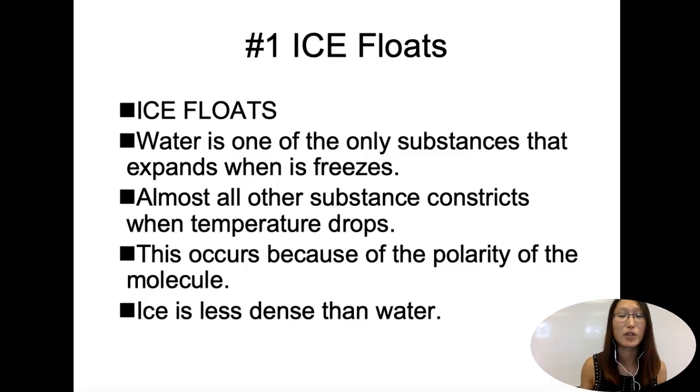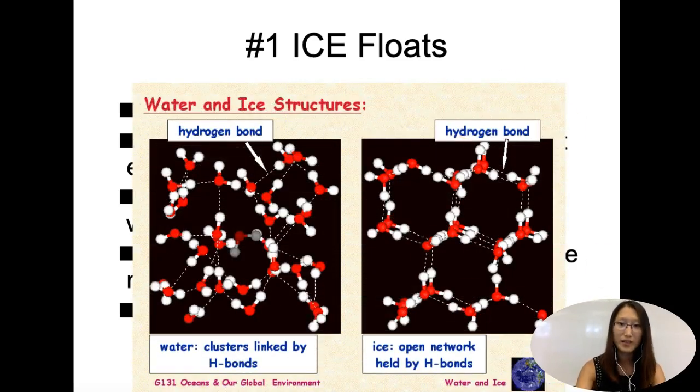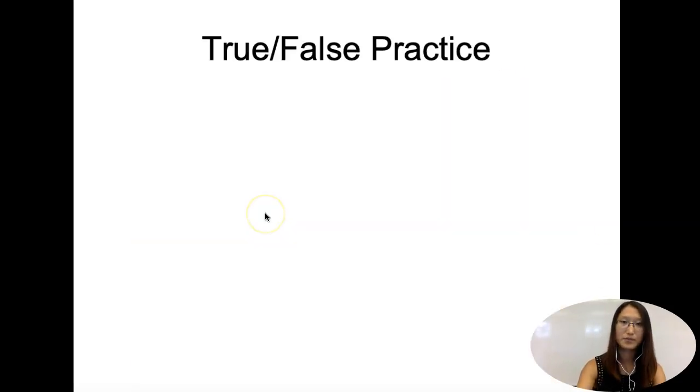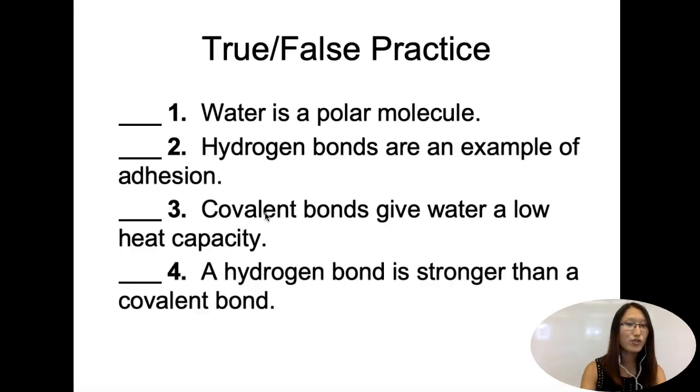This occurs because of the polarity of the molecule, right? Water is polar. The molecules have to arrange themselves a certain way. Ice is less dense than water. Here we go. Here's ice. Here's water. You can take a look at these true-false questions.